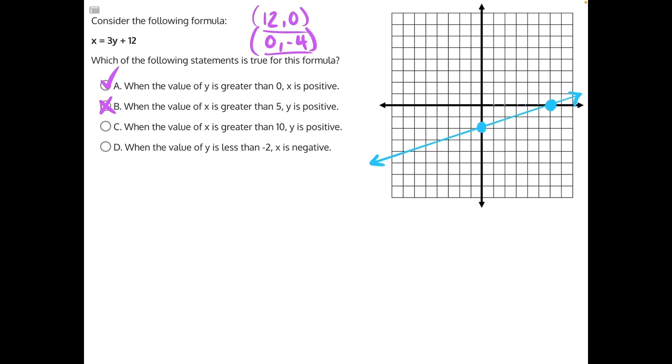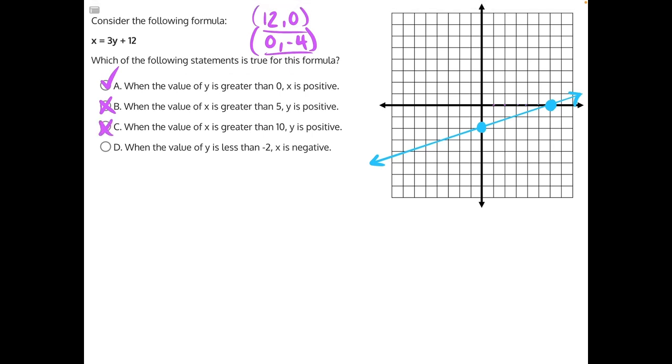C says when the value of x is greater than 10, y is positive. 2, 4, 6, 8, 10 would be here. And greater than is to the right, y is positive. It can be very tricky depending on whatever graph you drew to see that there's a tiny bit of y values that are underneath the x-axis, therefore making them negative and not positive. It's only after we cross the x-axis that those y values become positive. So this answer is also incorrect.